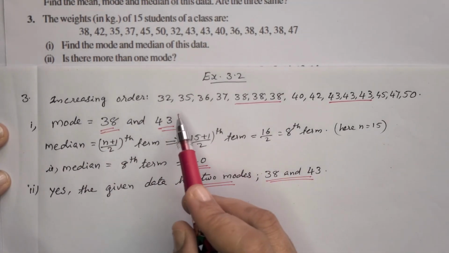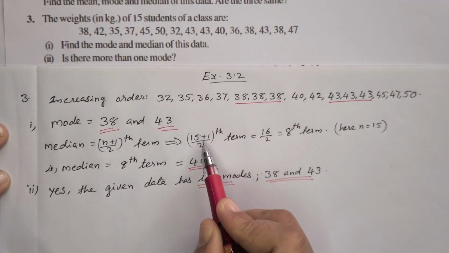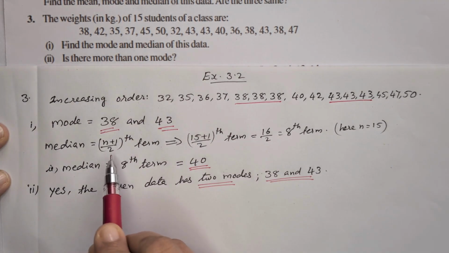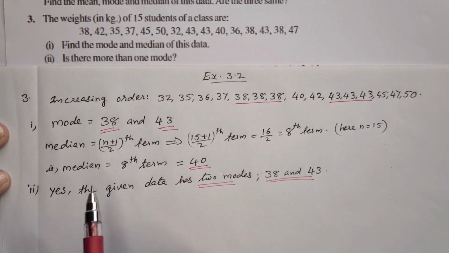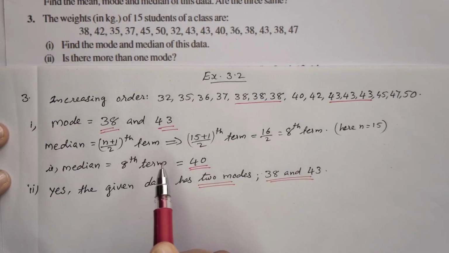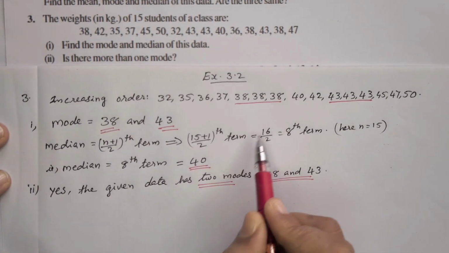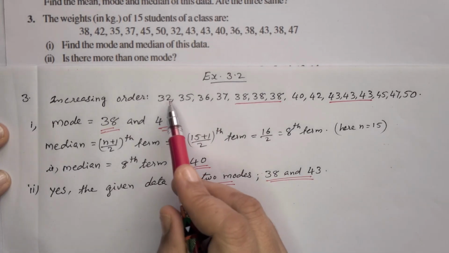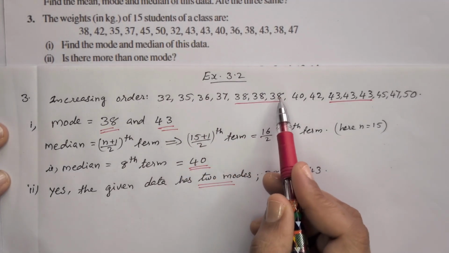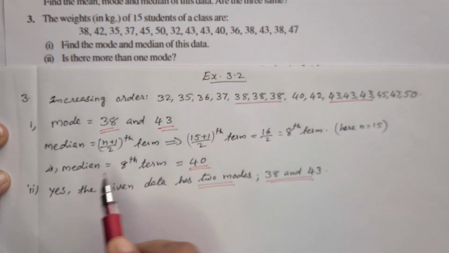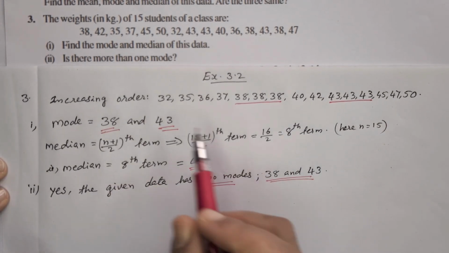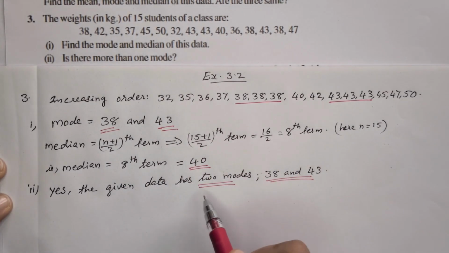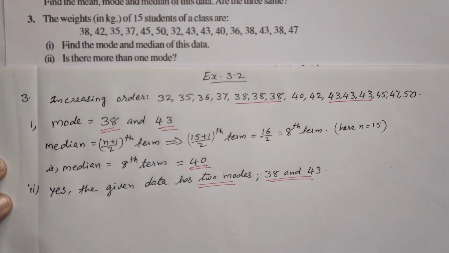Then median. Total number of observations here is 15. Again 15 is an odd number, so we apply the (n plus 1) by 2th term. n is equal to 15, so 15 plus 1 is 16, 16 by 2 is 8. The 8th term will be the median. 1, 2, 3, 4, 5, 6, 7, 8, the 8th term is 40. So median is equal to 40. Second part, is there more than one mode? Yes, the given data has 2 modes, 38 and 43.